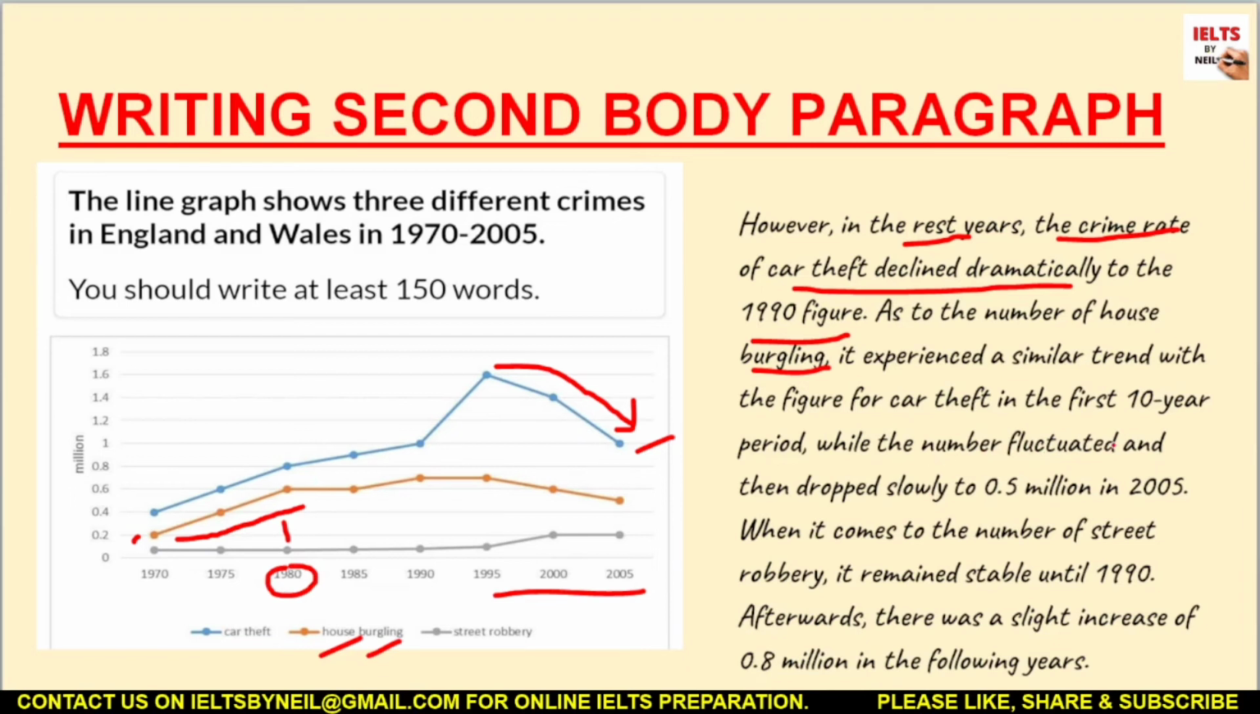While the number fluctuated and then dropped slowly to 0.5 in 2005. Now after that, what I've said is the number fluctuated, because see, it's going down and then going up and going down, and then I've talked about the last point. So see, I've talked about the first point, and in the middle I've talked about this, and I've ignored this data a little bit and then talked about the last point, right?